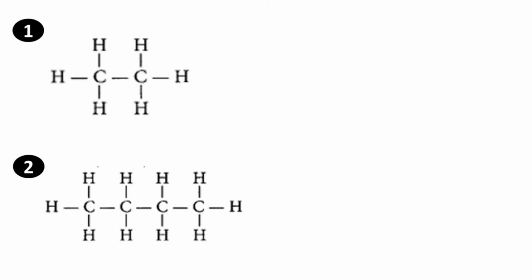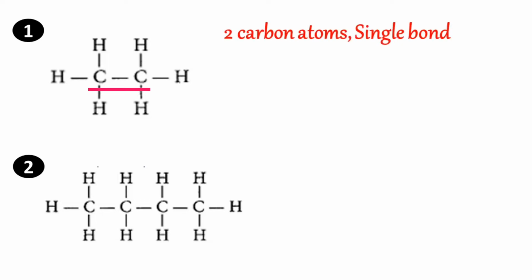Now let's move on to the questions. Let's see the first question. In the first question, we can see that the structure consists of two carbon atoms with a single bond. If the hydrocarbon consists of two carbon atoms, then the first word or prefix of the name will be eth, E-T-H. Since it contains only a single bond, the carbon compound is an alkane and hence the word ends with ane. So the name of this hydrocarbon is ethane.